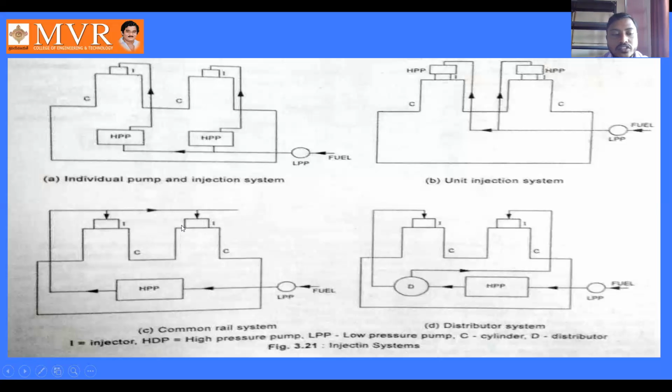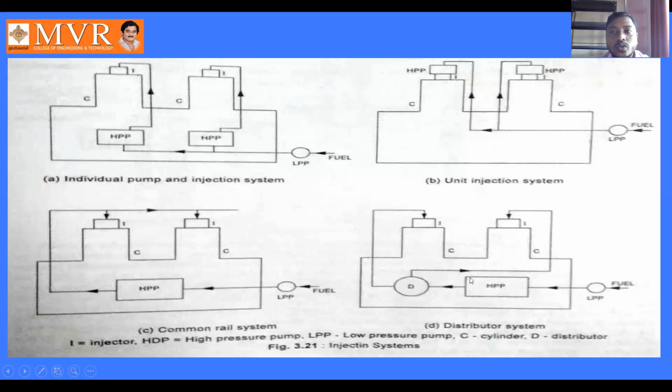And coming to the distributor system, how we are going to distribute the fuel is the same as in the individual pump, unit system and common rail system. In the distributor system also, we are sending the fuel from the low pressure pump to the high pressure pump, and from the high pressure pump it is sent into the distributor system. In the common rail system, the fuel is sent from the high pressure pump directly into the first fuel injector, and thereafter into the second fuel injector system.